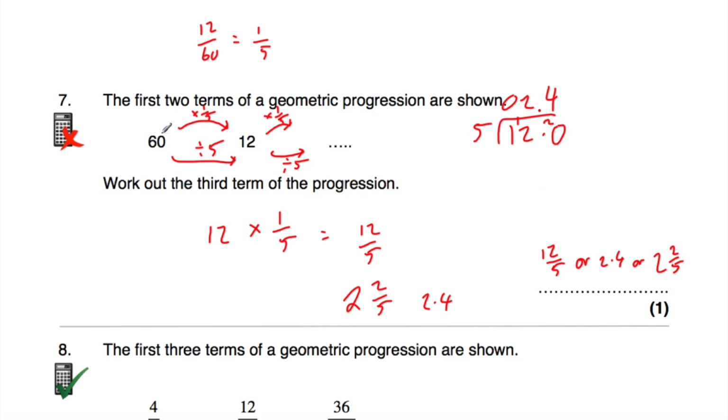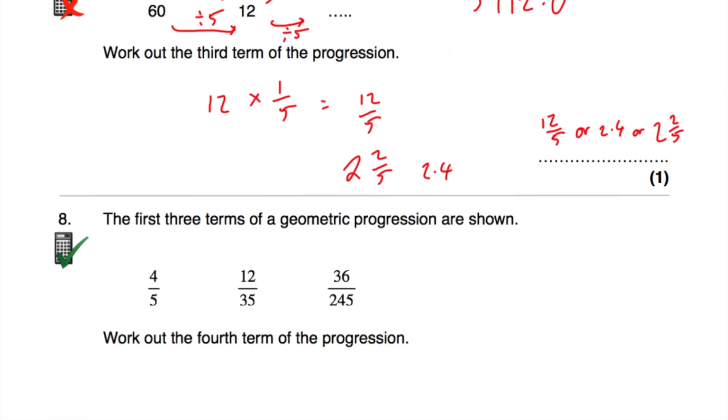You could either think, well, I'm multiplying by a fifth each time. Or you could just think, and I probably would do this, just look at it and say, well, we're dividing by 5 each time, so the next number would be 2.4. You could divide by 5 and divide by 5 and so on. Okay, let's look at our next question, question number 8.